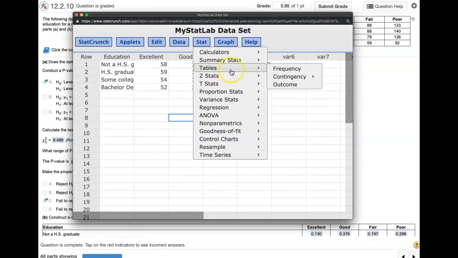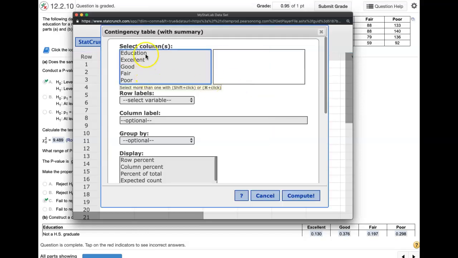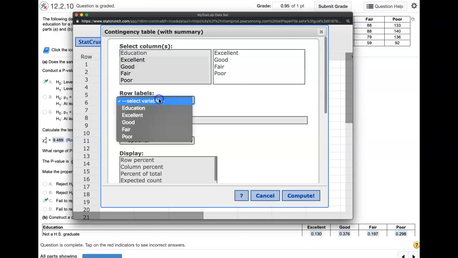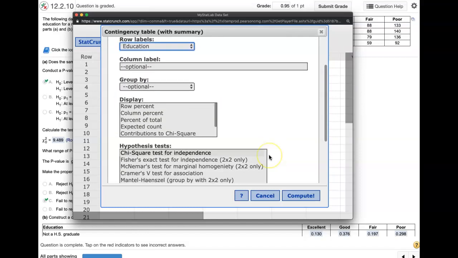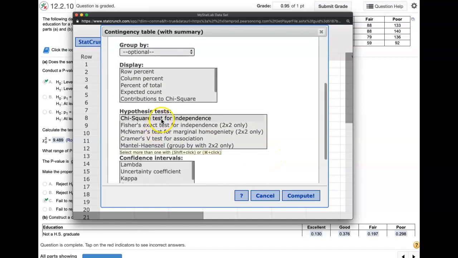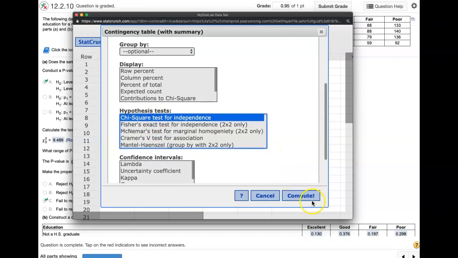To do that, it's tables, contingency table, because of the multiple variables. And we have it summarized already. The columns are your health. Your row is education. And that's all we need. It's a chi-square test for independence.